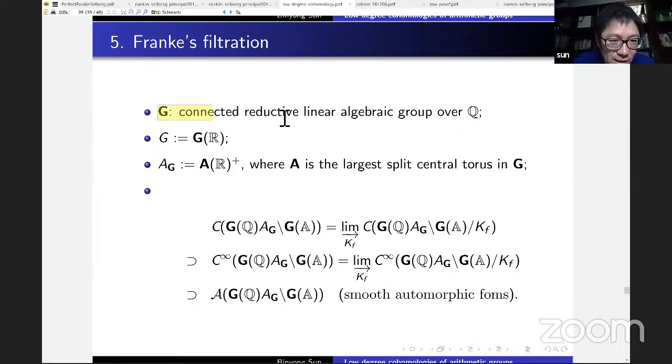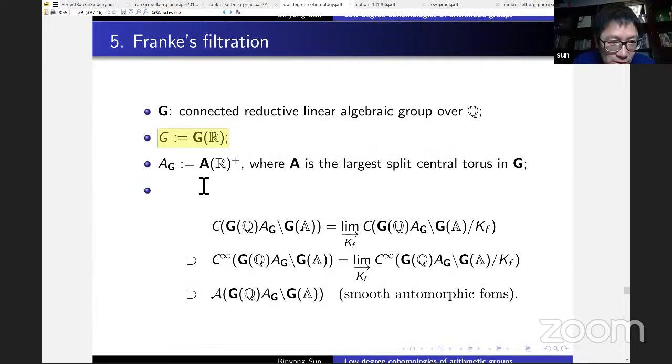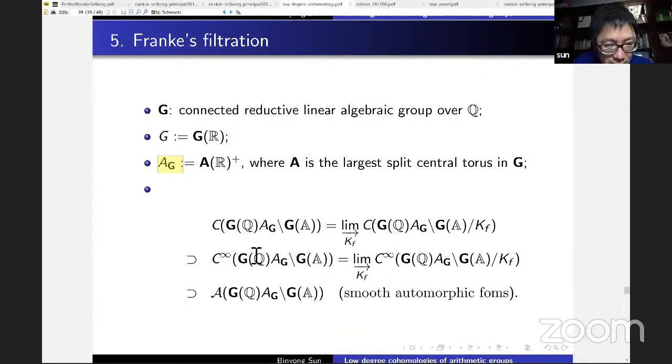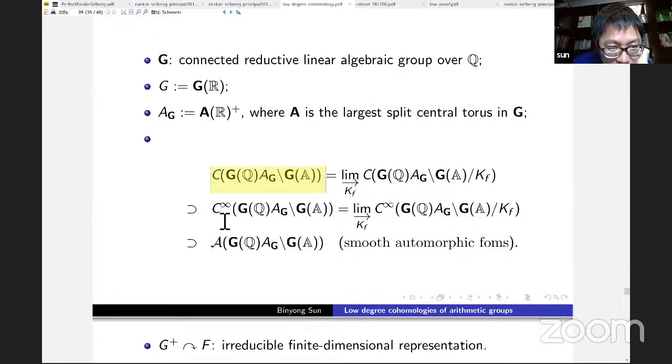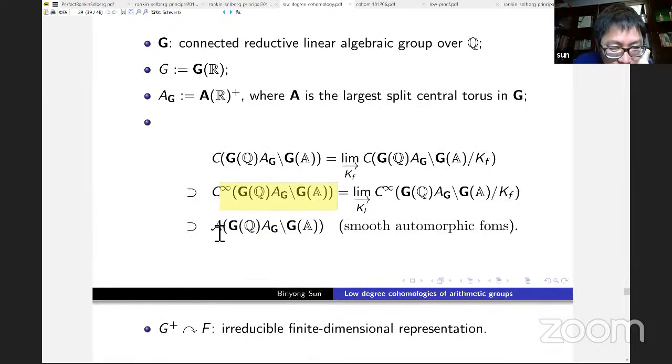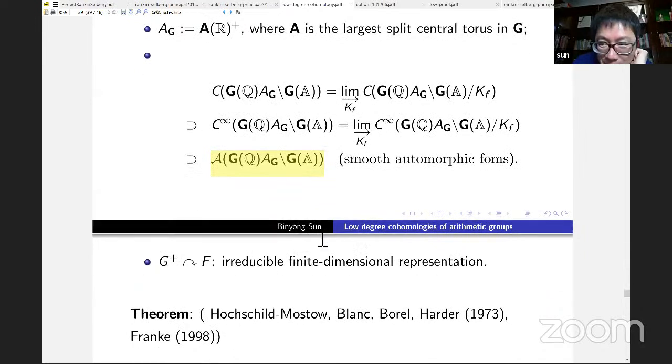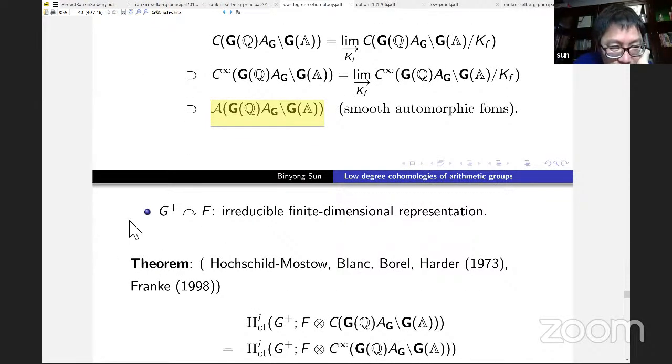Okay. So here G is a connected reductive linear algebraic group over Q, and G is its real points. And let A be the largest split central torus in G. Then we have this A_G plus, this is called A_G. Then we can have the space of continuous functions on this, which is just defined to be the direct limit of this. Here K_f runs through all open compact subgroups of G of finite ideles. Okay. Then the space of continuous functions contains the space of smooth functions and contains the space of smooth automorphic forms. Okay. And now let F be an irreducible finite dimensional representation of this G plus.